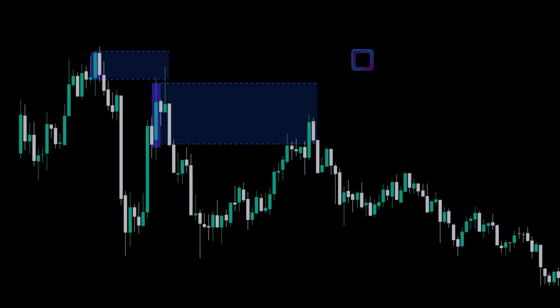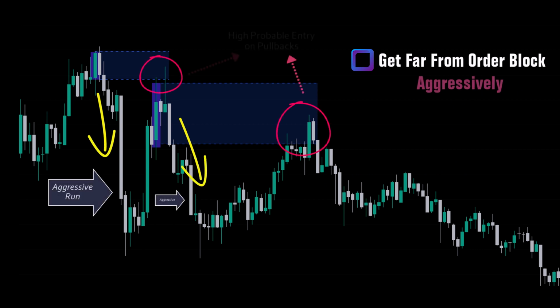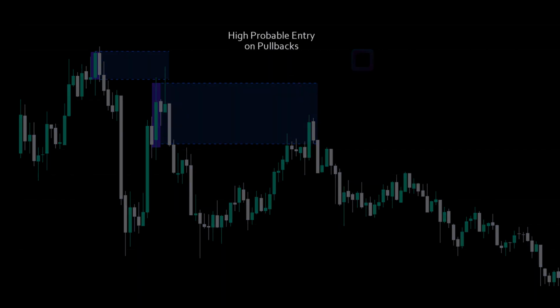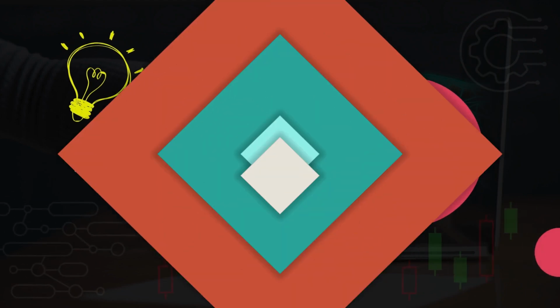And finally, price gets far from the order block aggressively. This item is less important, but just remember, the faster and stronger price gets far from the order block, the stronger that order block is. Now, let's check out some important points about trading order blocks.